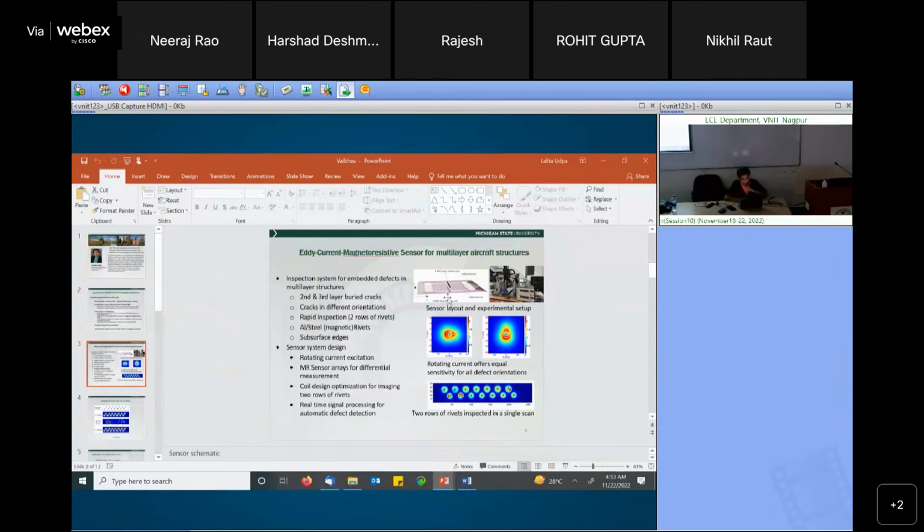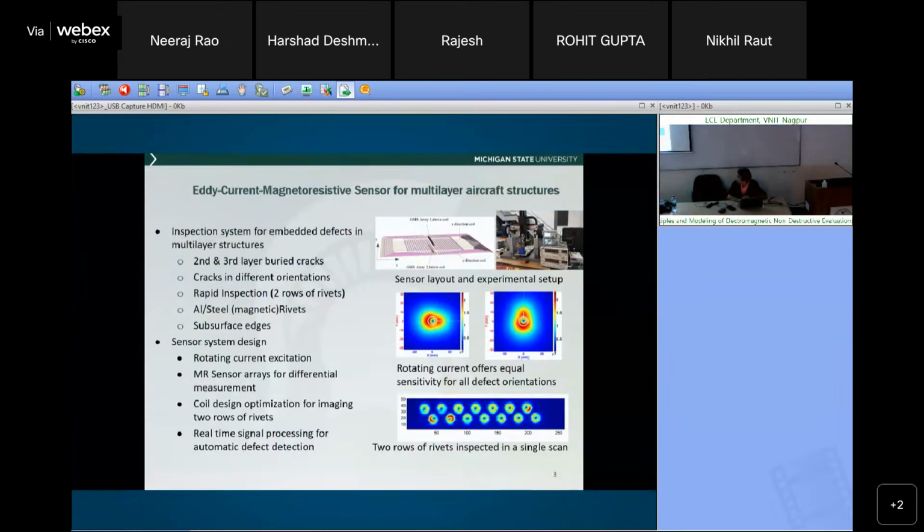This basically shows our experimental setup, the thing we put together. These are the simulation results. This blue colored thing you see here is the probe, and all the electronics were packaged inside it. This is what we delivered to Boeing.